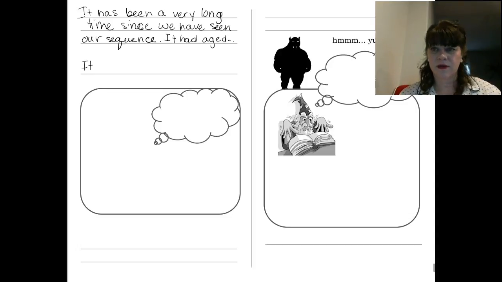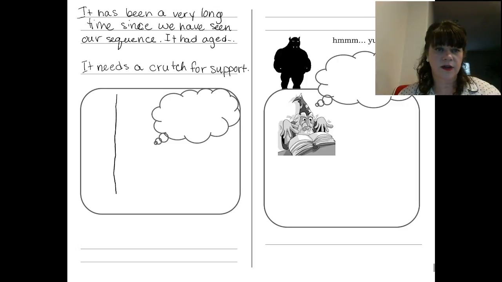I don't like that, I'm going to change it. There we go. All right, so we're going to give it a crutch. Needs a crutch for support. Okay, so here's its crutch. So as carefully as you can, draw a straight line. And really, we're just going to make a table.